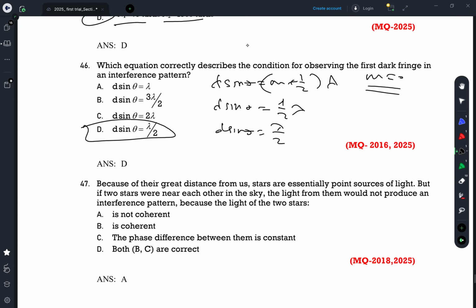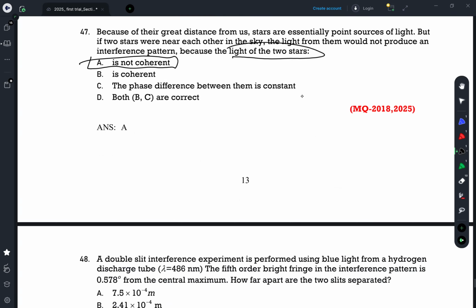Question 47. Because of the great distance from us, stars are essentially point sources of light. But if two stars were near each other in the sky, the light from them would not produce an interference pattern, because the light of two stars is incoherent, not coherent. To produce a pattern, the light sources mustn't be independent light sources. Independent light sources cannot produce coherent light and cannot produce an interference pattern.